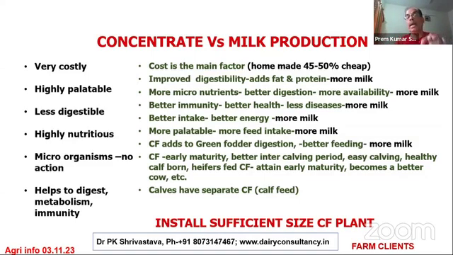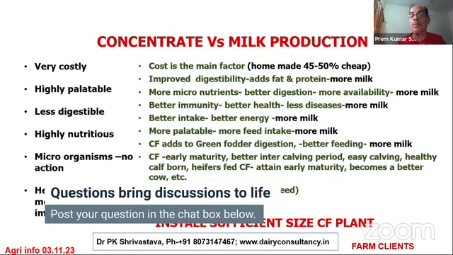Improved digestibility, it adds fat and protein. Once the fat and protein go to the cow, it will be converted into milk. So more milk, more micronutrients. What are micronutrients? Micronutrients are those nutrients which are required in very, very small quantities. These concentrates have the power of micronutrients like mineral mixtures, and they do miracles for the health of the cow. Better immunity, obviously better health, fewer diseases, more milk.